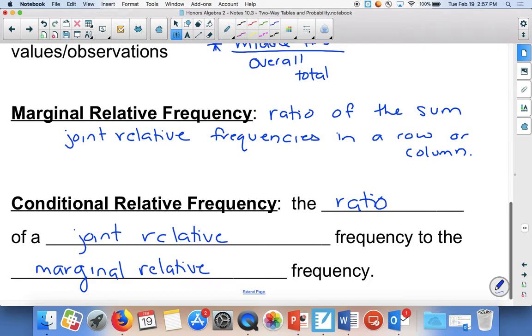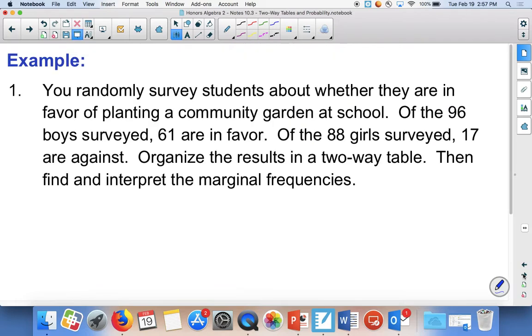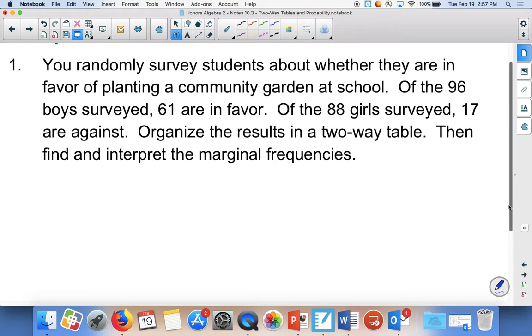Okay? So to me, it makes more sense just to dive right into one of these problems to see all of that. All right, so looking here, a lot of these you're going to have to put the table together. So you got to be careful how you put everything in, how you organize everything. So let's read this. You randomly survey students about whether they are in favor of planting a community garden at school. Of the 96 boys surveyed, 61 are in favor. Of the 88 girls surveyed, 17 are against. Let's put that together in a two-way table.